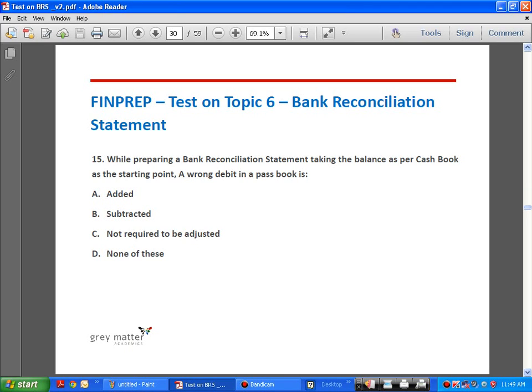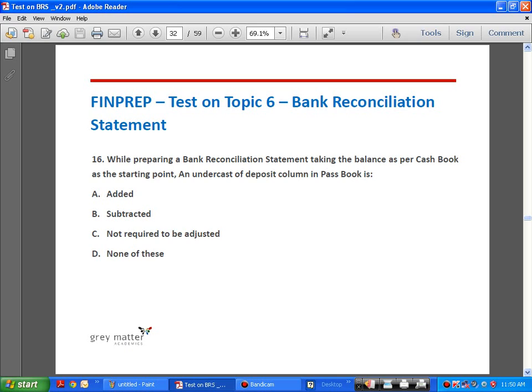Next, while preparing a BRS, taking the balance as per cash book as the starting point, a wrong debit in the passbook. So when there is a wrong debit in the passbook, it means that the balance as per passbook is understated than the balance as per the cash book. And since we are starting with the balance as per cash book, we have to subtract the wrong debit.